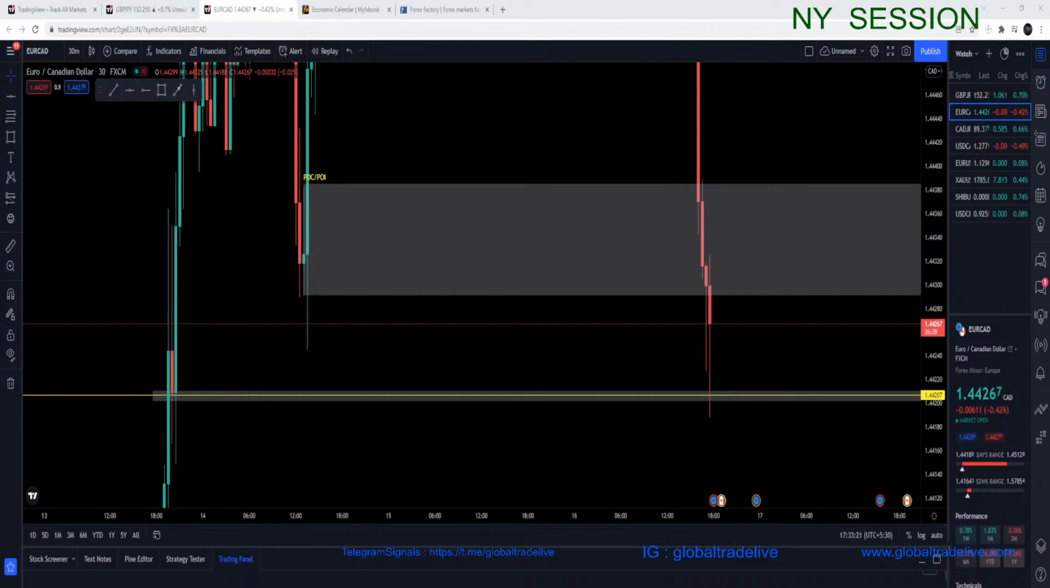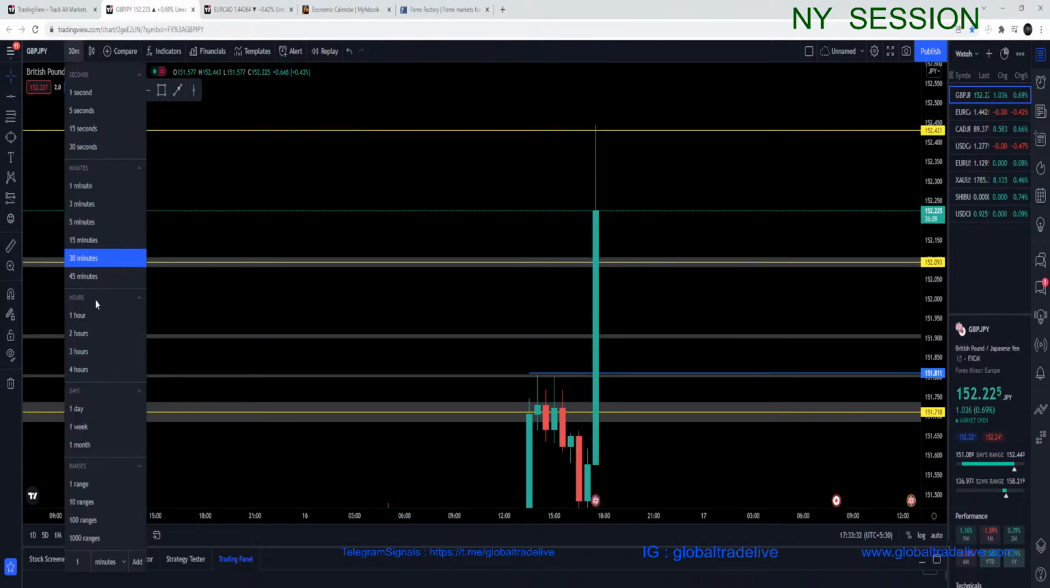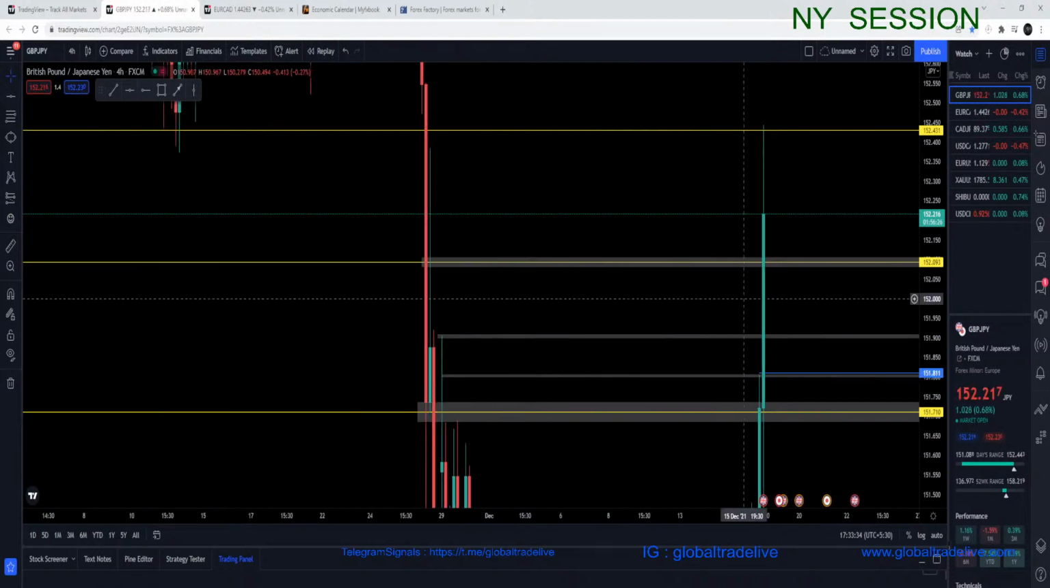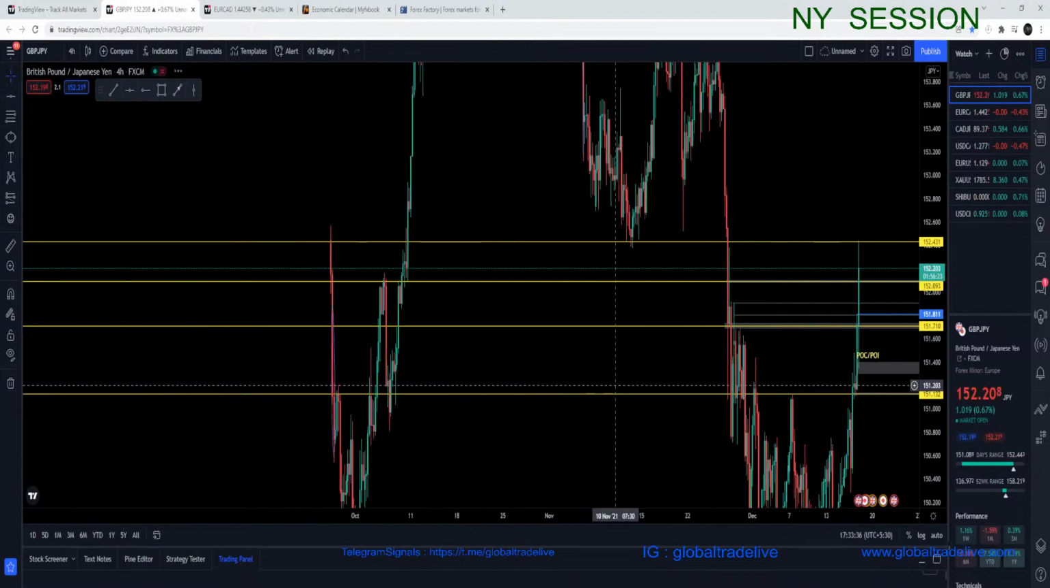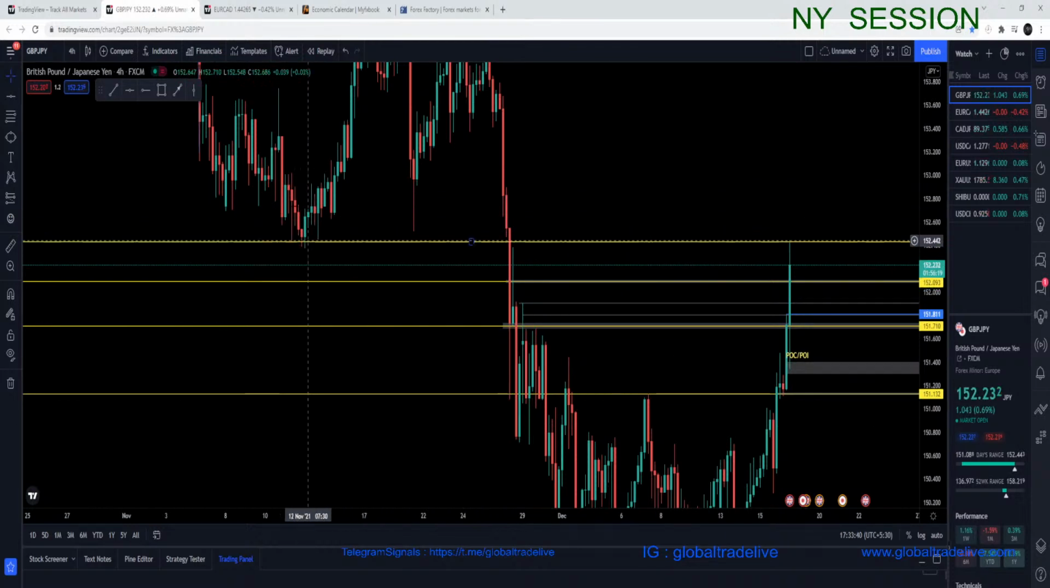Okay, so GBP just tabbed this important area from the 4 hour. Look here, market went all the way down, it broke this level.